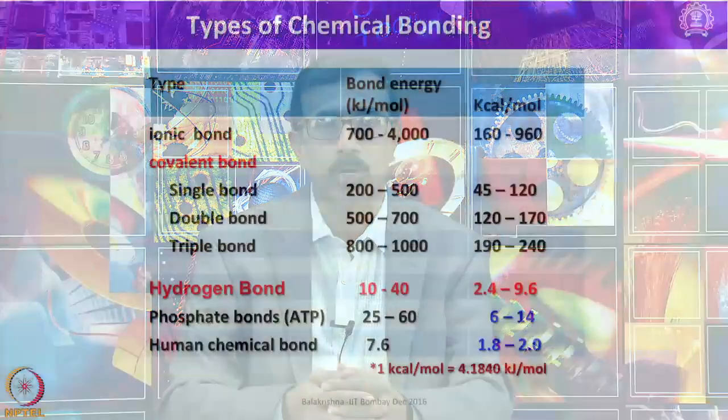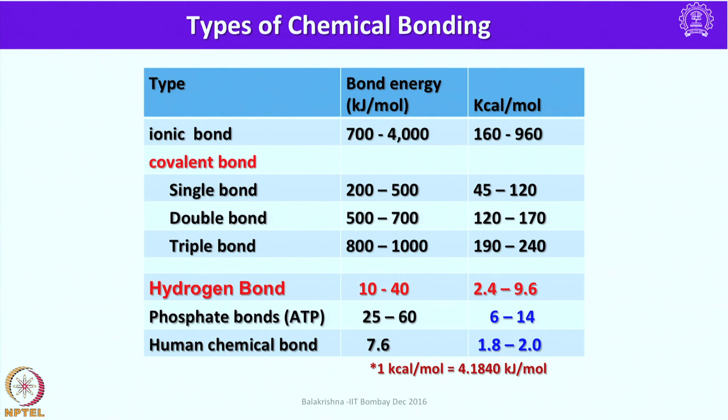Now, I have given some bond energies for all kinds of bonds here. We have ionic bonds and covalent bonds. Again in covalent bonds we have single bond, double bond, triple bond, like we come across in methane, ethylene or alkyne, and again we have hydrogen bonds and phosphate bonds in ATP, and also some value is given for the human chemical bond. You can see ionic bonds are much stronger. The energy is anywhere between 700 to 4000 kilojoules per mole, or you can convert that into kilocalories per mole.